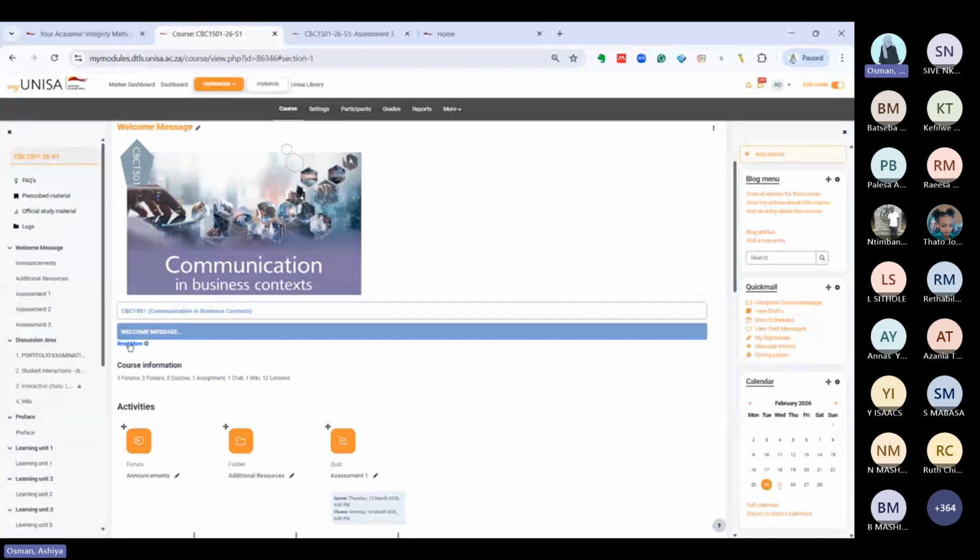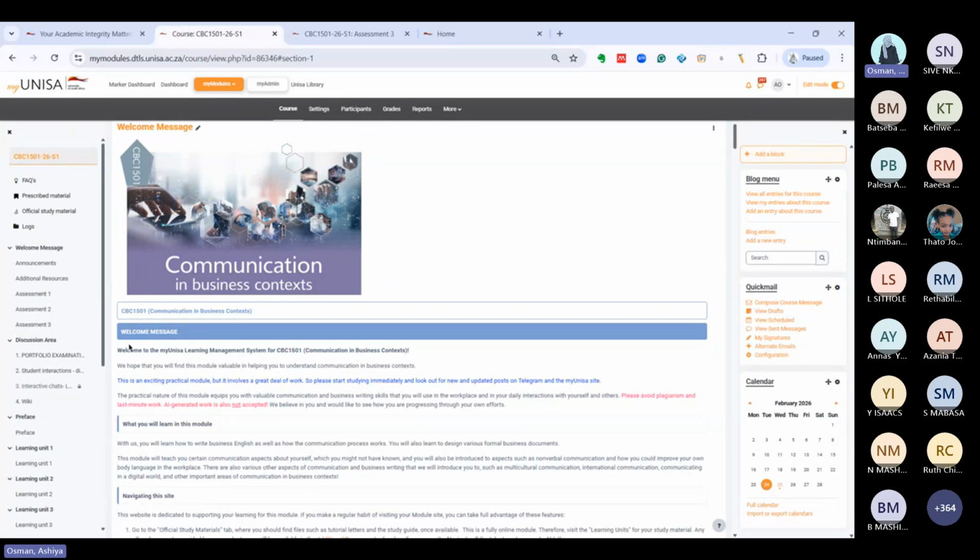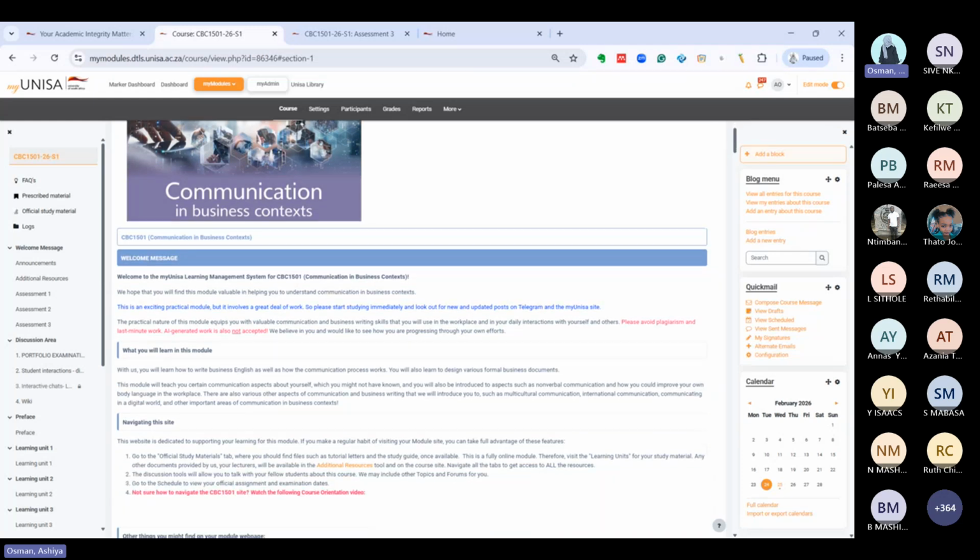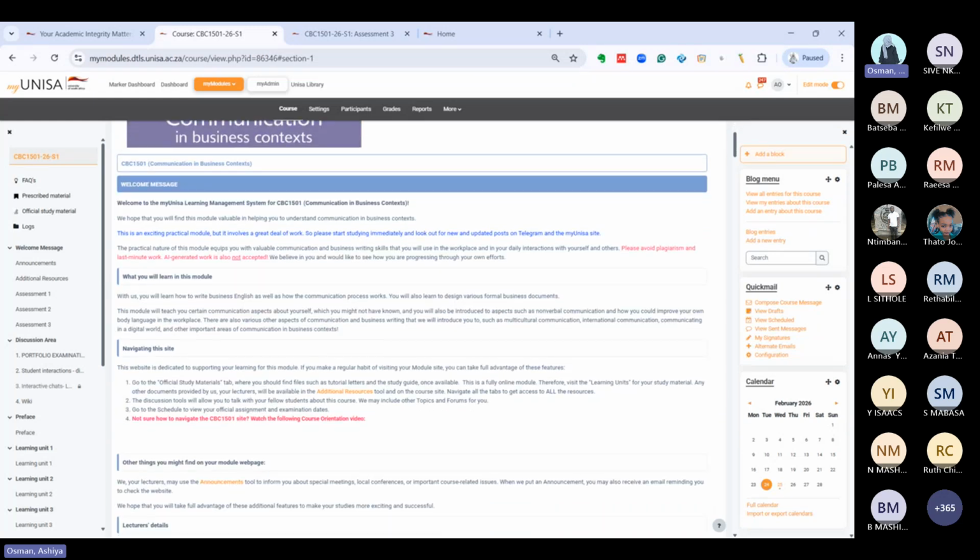I hope you can see the small "read more" here. It's in blue. You see the small "read more"? You have to click on that, and you see the whole page opens up. Now, once you open this page, it's got all the information that you require.